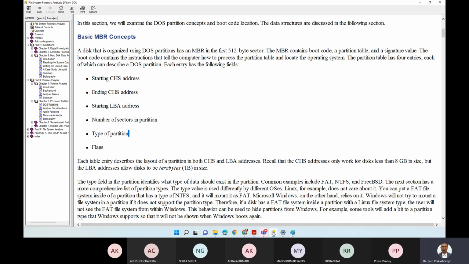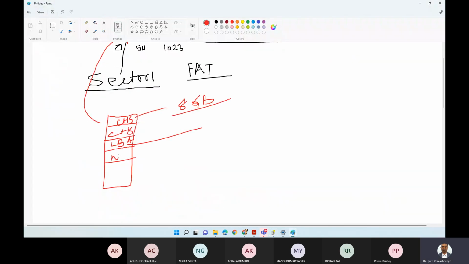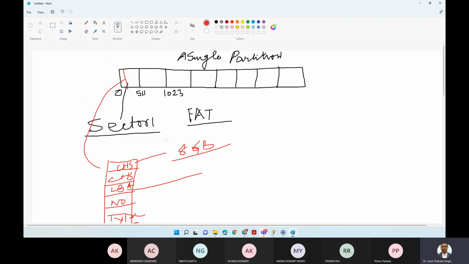Next thing was number of sectors in the partition. So number of sectors, and this is the type of partition, and then a flag. Okay, so पहले सेक्टर के पहले पार्ट में ये इंफॉर्मेशन लिखा हुआ होगा. कुछ केसेस में हो सकता है कि दोनों ही हो. That depends on the application or on the operating system. But most of the time, any one of them will be on, either CHS or LBA. In newer disks, it is more common to find LBA instead of CHS.